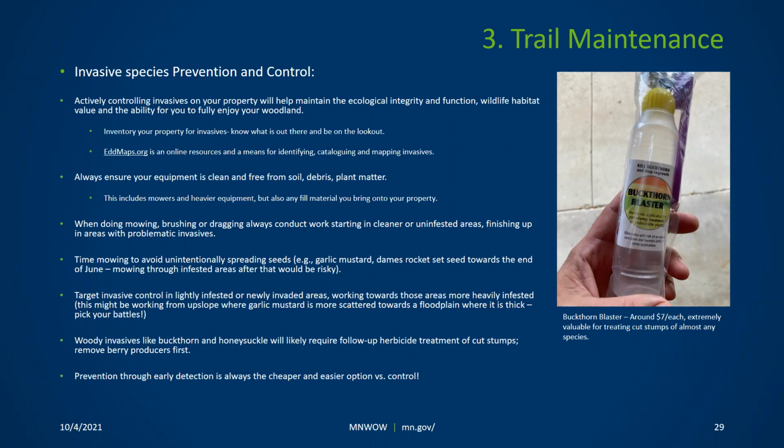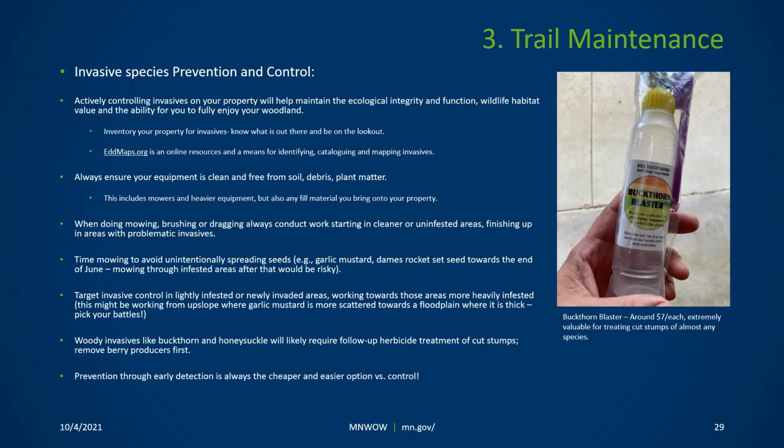And then woody invasives like buckthorn and honeysuckle, again, you're going to need to treat and follow up with those stumps, otherwise they'll resprout. You want to target the berry producers first, get those that are causing you the problems out of there. And the picture on the right is a buckthorn blaster. They're pretty cheap. You fill them with herbicide. They've got a roller top and you just keep it in your pocket. And if you lop off a buckthorn on your property, you just dab it with that and get that cambium, and it's hopefully one and done.